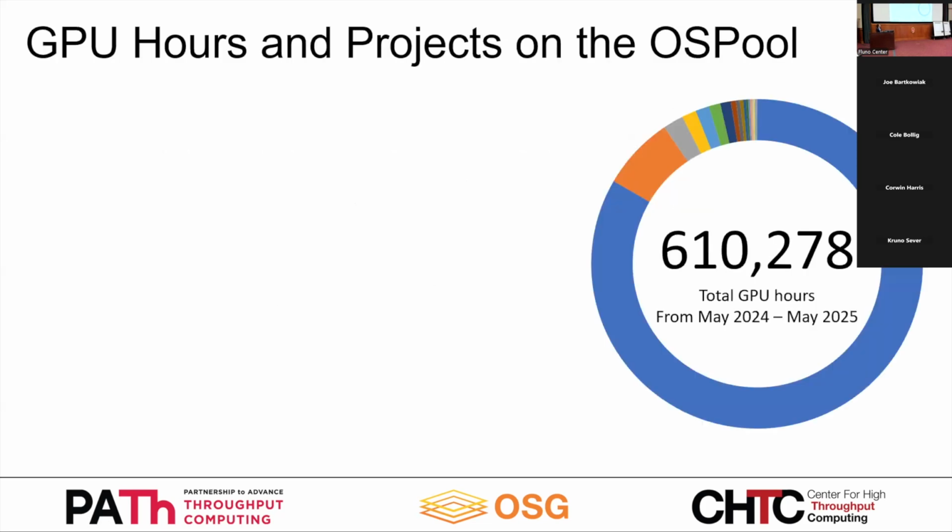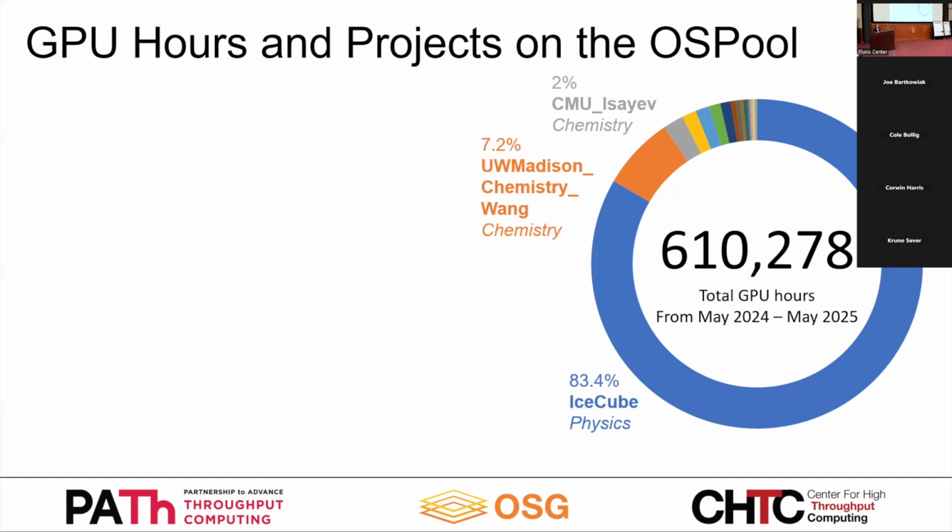To start off, there are a couple of stats from the last year in the OSPool. We have had about 600,000 total GPU hours run on the Open Science Pool, which is pretty good, but I think we can do better. When we look at this slice of the pie, you'll see that the top three GPU hour projects are in kind of the hard sciences. So we have the ubiquitous IceCube, and then we have two chemistry projects.